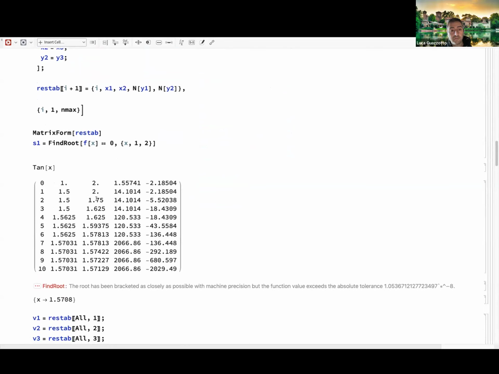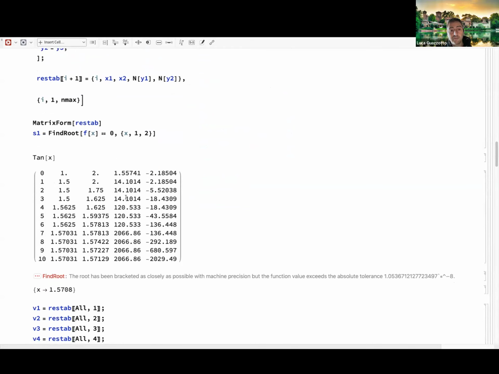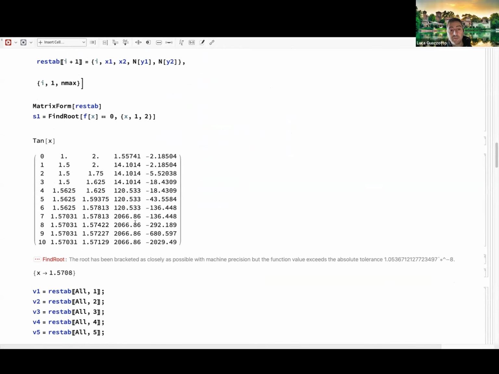If I do one more iteration, I change the second one. It goes now to -5. Then I change the second one again. It's -18, and I keep going. By iteration 10, my function is 2000 on the positive side and -2000 on the negative side.